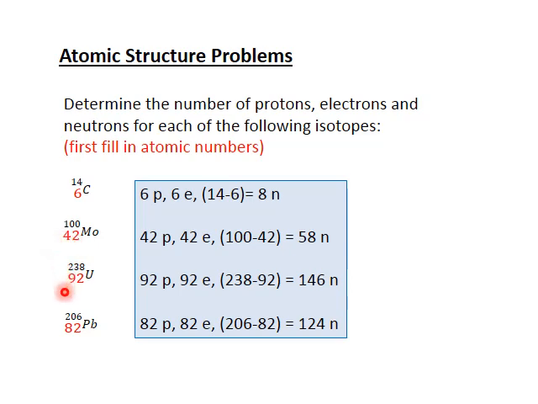And uranium works the same way. 92 protons, 92 electrons. 238 minus 92 gives me 146 neutrons. Lead, 82 protons, 82 electrons. 206 minus 82 gives me 124 neutrons. So pretty simple, pretty easy. I think most people could do this without a calculator even.